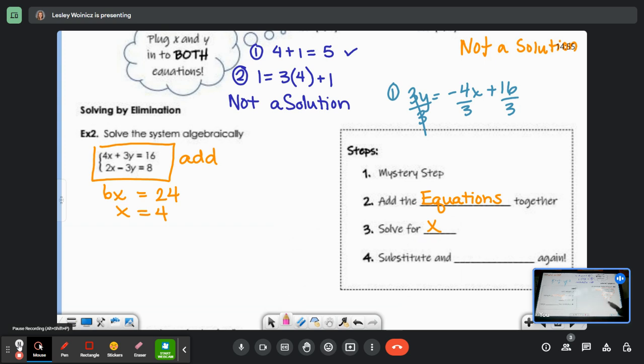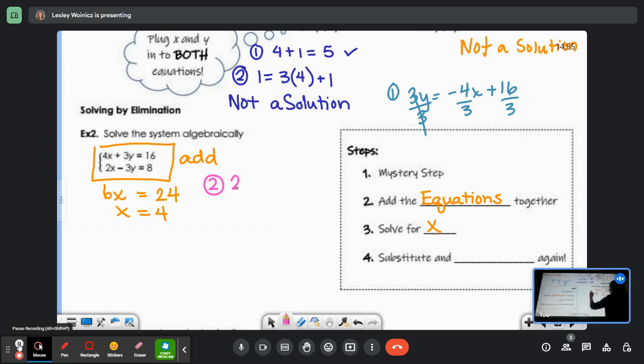So from now on, it's just like yesterday's review. So we put in the x to our favorite equation, and we solve for the y. Which one do you like the look of? Second one? Okay, here's equation 2. It does not matter. You just pick the one that's friendliest to you.